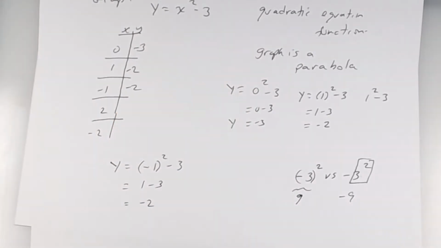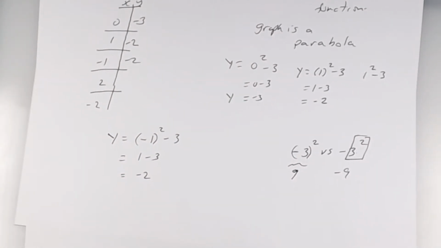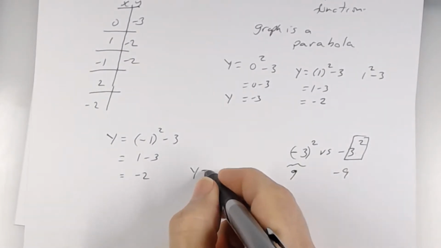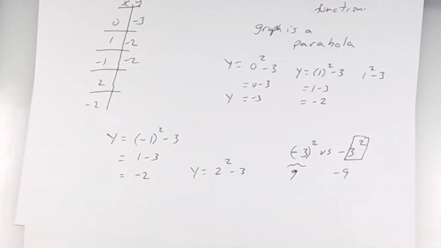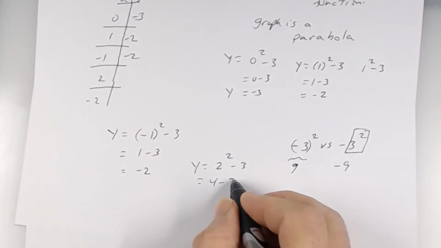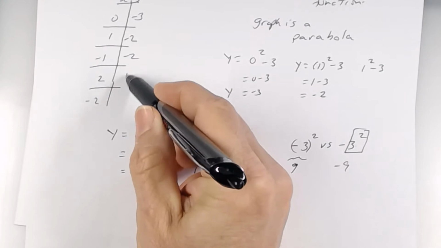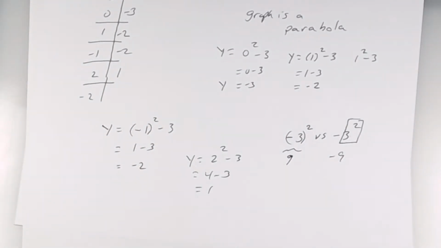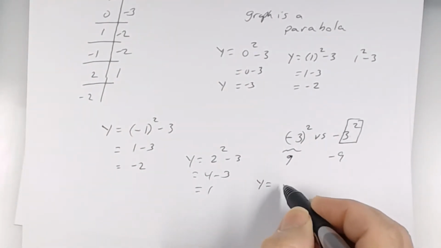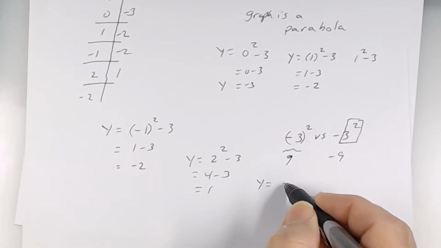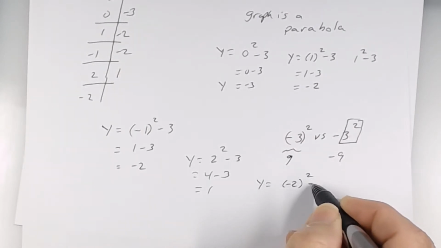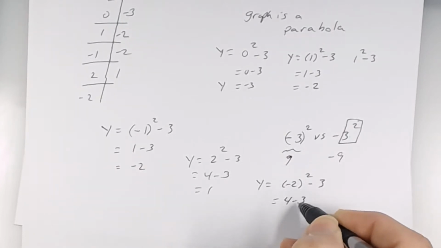Right. And let's do 2. When x is 2, I get y equal 2 squared minus 3. Did I need parentheses around 2? No, because it was positive, right? I did not need it. What's 2 squared? And then what's 4 subtract 3? 1. So I get the y value to be 1. If x is -2, I get y equals, do I need parentheses? Yes. -2 squared minus 3. What's -2 squared? 4. What's 4 subtract 3?